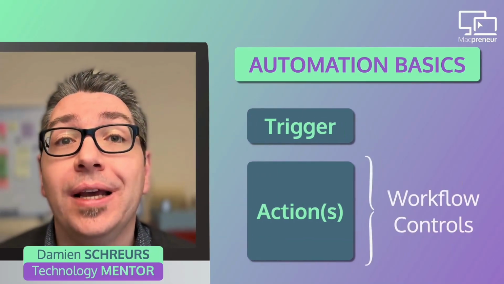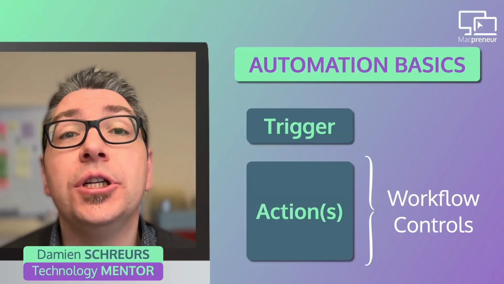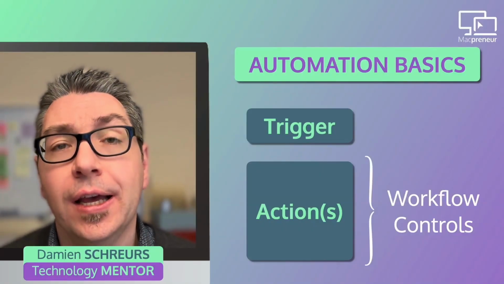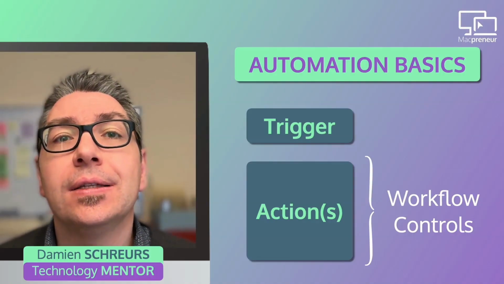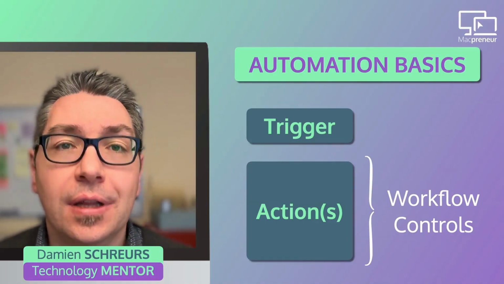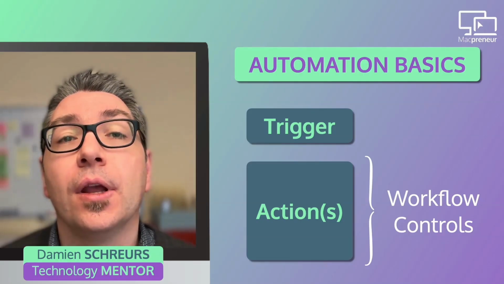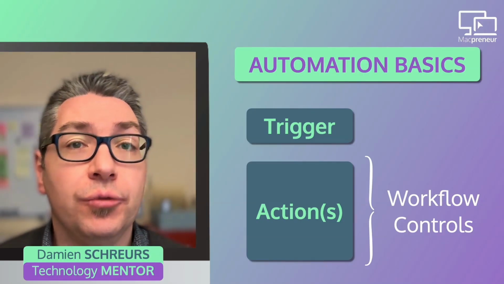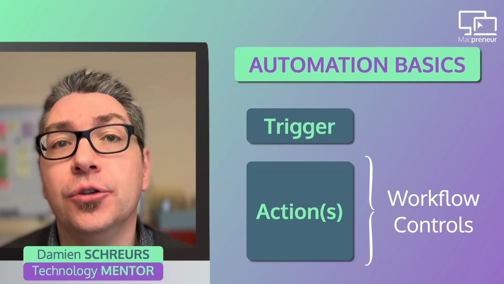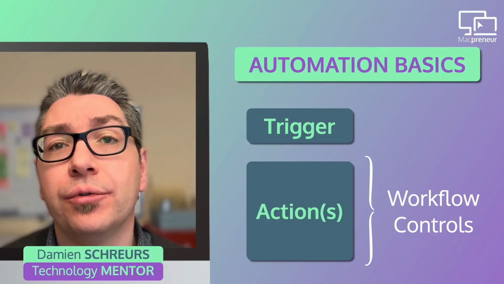For more complex automations, you may need a third type of building block, which are workflow controls. They come in 3 main flavors. The first one is condition. So if this, then that, otherwise another thing. The second workflow control are loops, which would be repeating a series of actions a number of times, either a fixed number of times or based on a previous step.